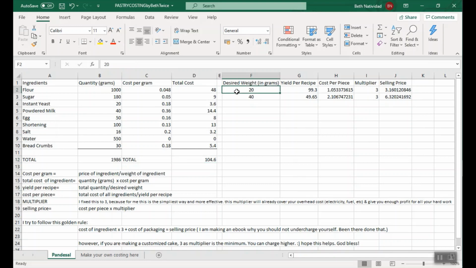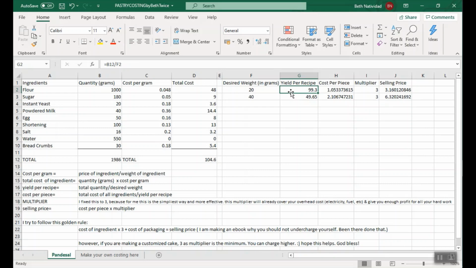So, how do you determine kung magkano siya per piece? Ako, I usually make my pandesal at 40 grams. Pero there are some, depende sa inyo. For example, 20 grams. Kasi usually I heard sa mga usual na bake shop, 20 grams siya. So example, your desired weight in grams is 20. So how many yield is kung ilan yung mapoproduce mo, per how many pieces per recipe ang magagawa mo.